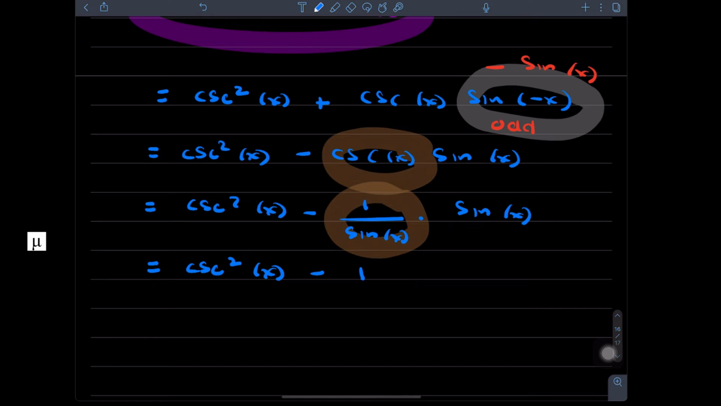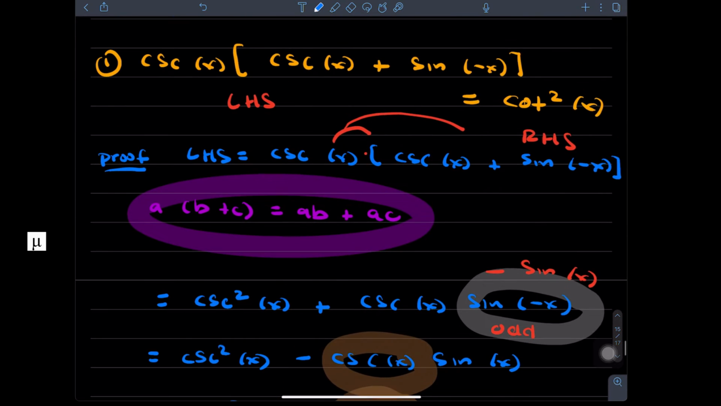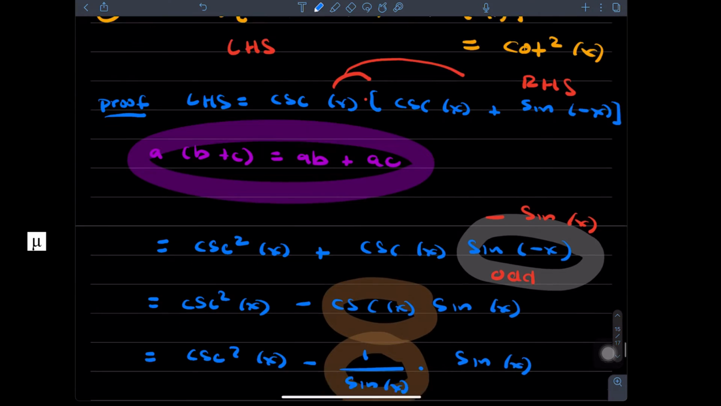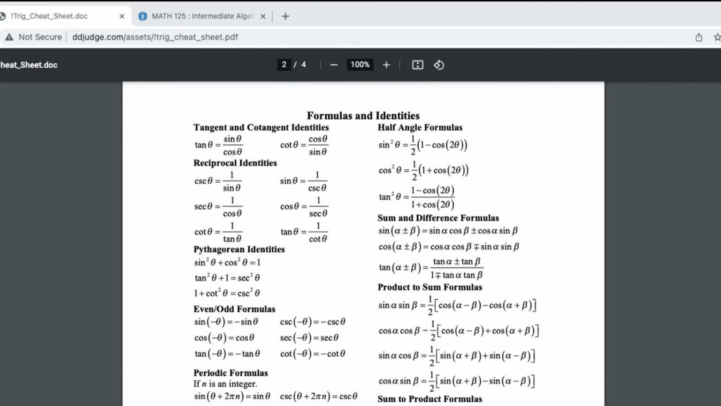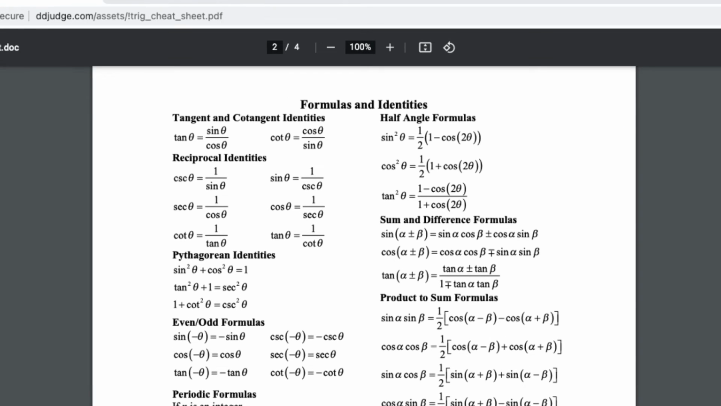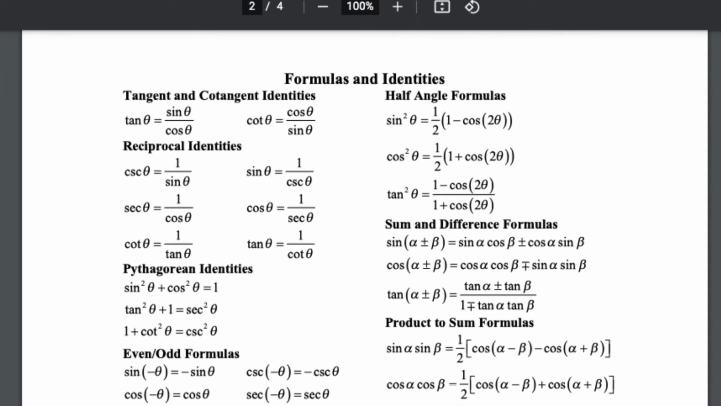And that'll be minus 1. And you said, how in the world is that cotangent? Do you guys know? Well, go back to the identity sheet here, because this is something you guys are going to want to notate. Under the Pythagorean identities, what do we have?